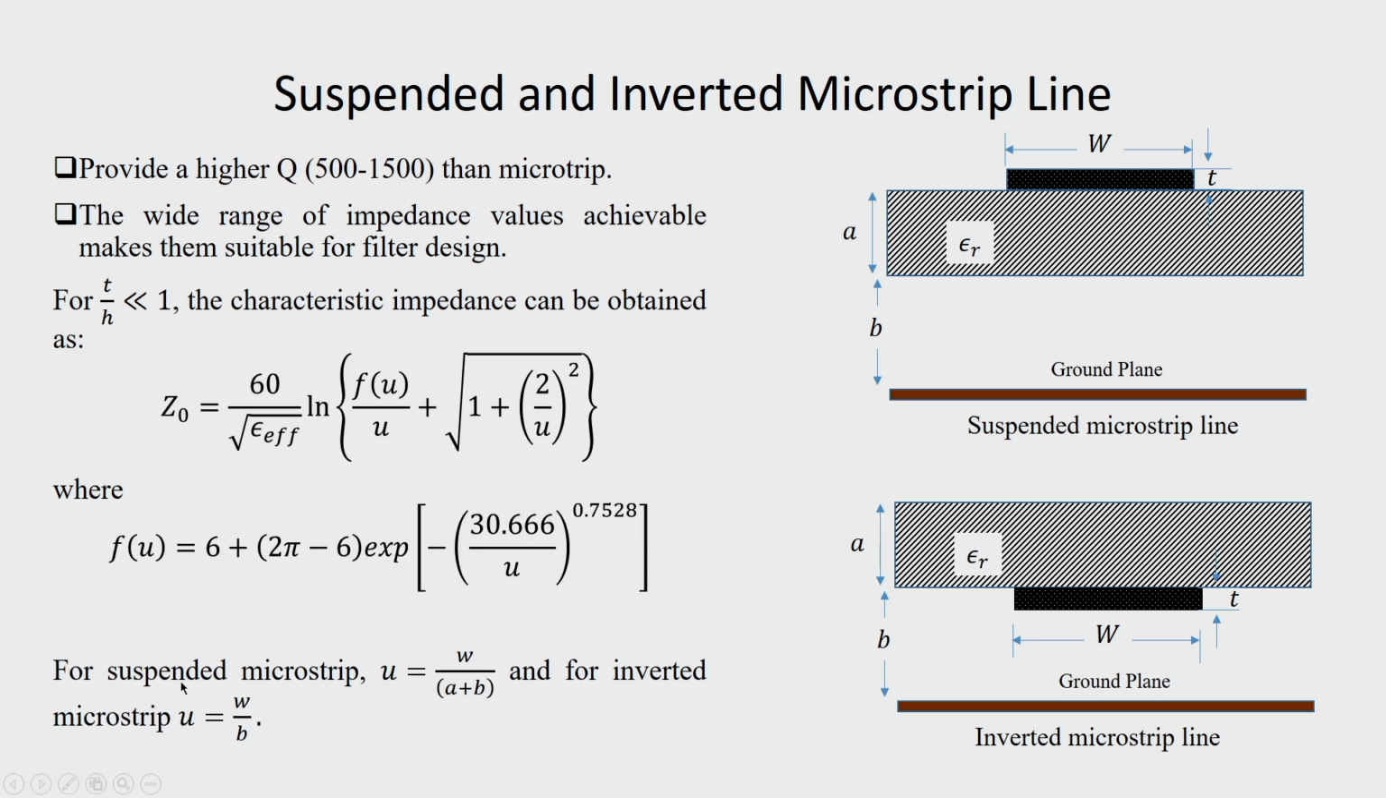and u as follows: u is W divided by A plus B when it is a suspended microstrip, and this is equal to W by B when it is an inverted microstrip. Substituting u, we can find this function f of u, and when f of u by u is substituted in Z naught, we get the desired expression for Z naught.